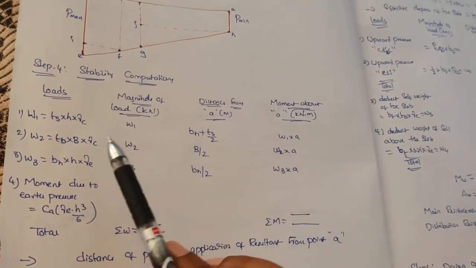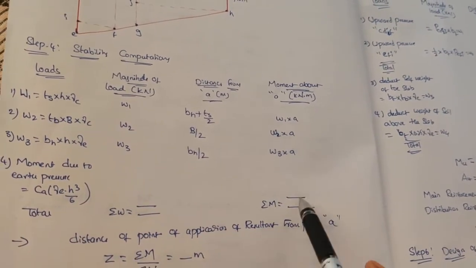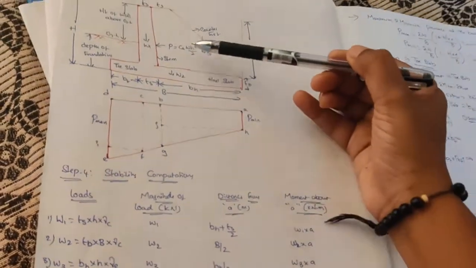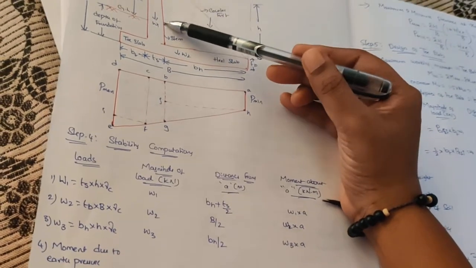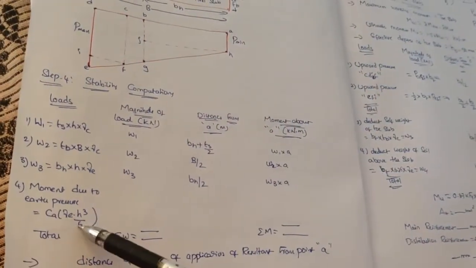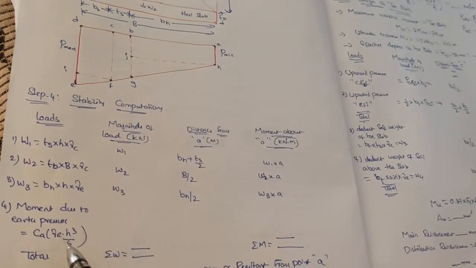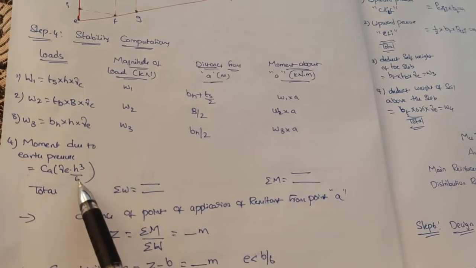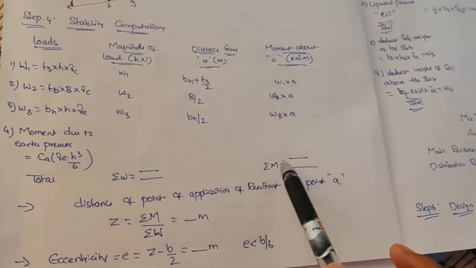So if you want the moment, load into distance, you will find the moment. That one will be the total moment. Here, without any weight also, the moment due to earth pressure on the horizontal, P force, is coming. So P into the middle of the distance, H by 3. P into H by 3, if you multiply, Ca into gamma A into H cube by 6. Depending on this one, you will find the moment due to earth pressure. So this one is the sigma M.